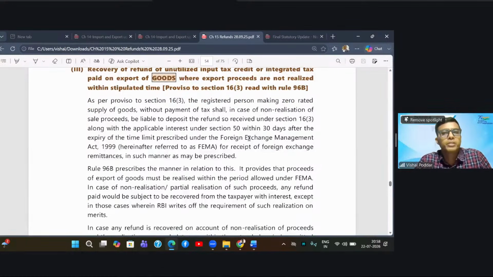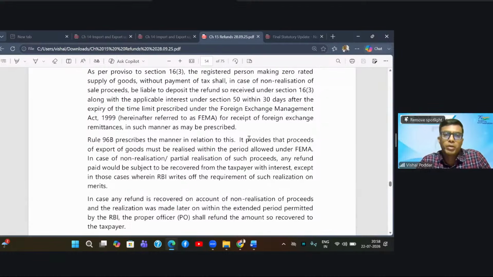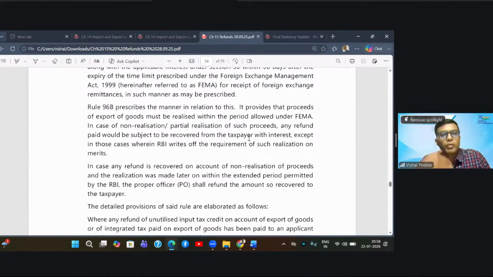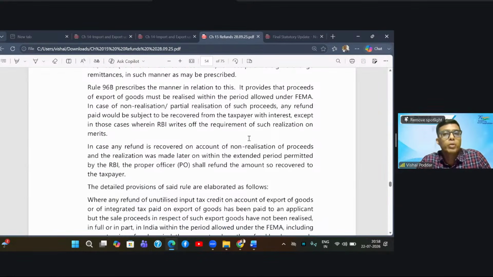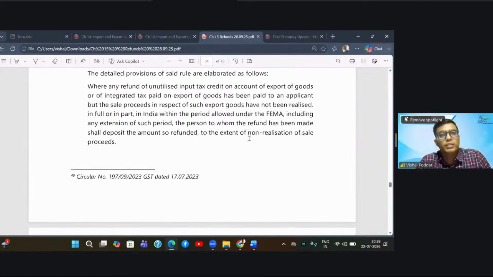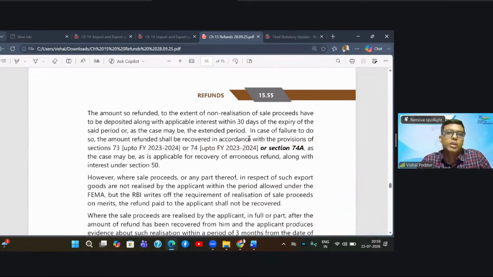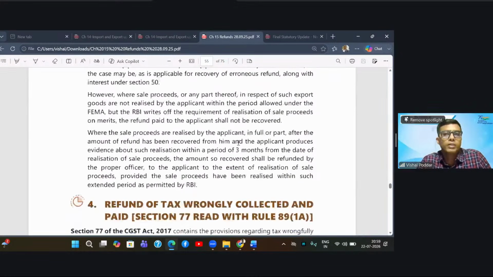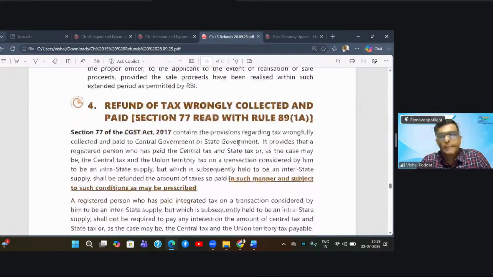So, FEMA has prescribed a time within which the payment towards goods should have been received. Now, we will first allow you refund of goods on the basis of application, but in future, if you are not able to produce the proof of realization of export proceeds, then the refund which was allowed to you is to be refunded back. It will be recovered from you by sending you a notice under 73, 74 or 74A.